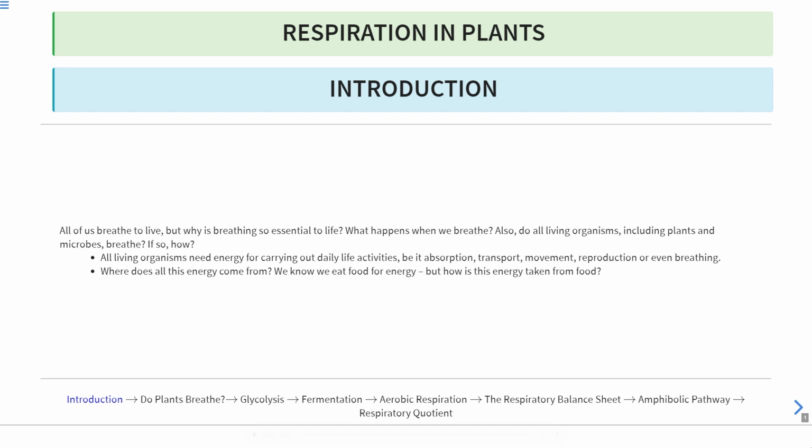So when we eat food for energy, how is this energy taken from food? When you eat food, the food gets digested. It is broken down into simpler forms so that it can be absorbed easily.